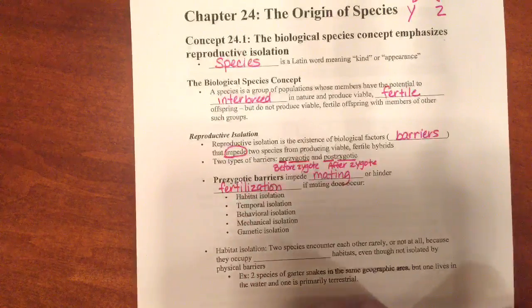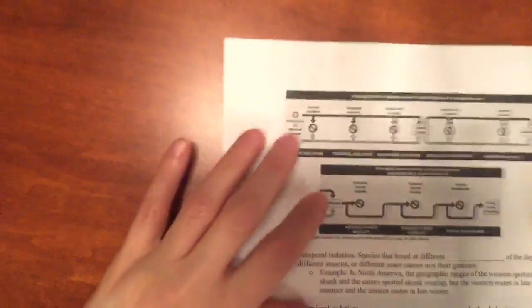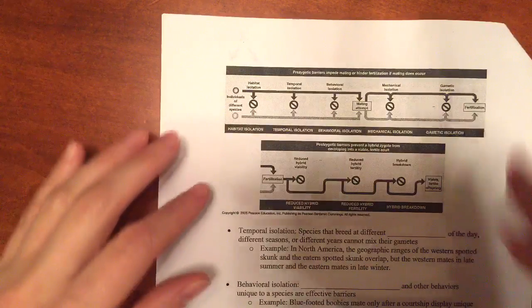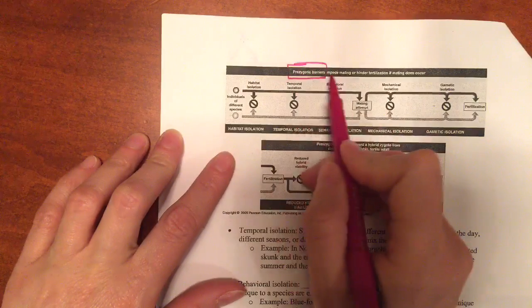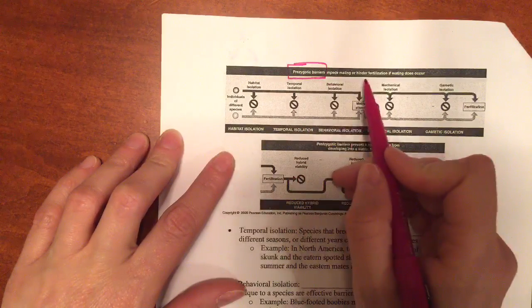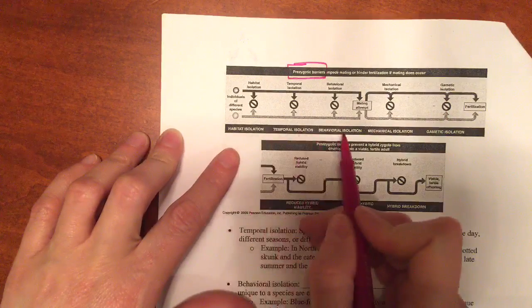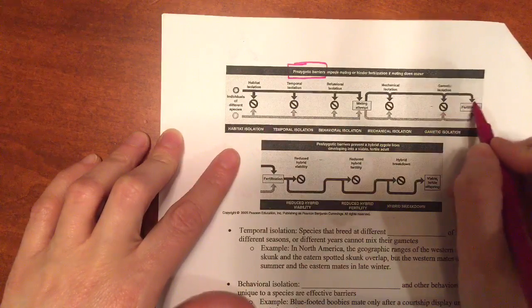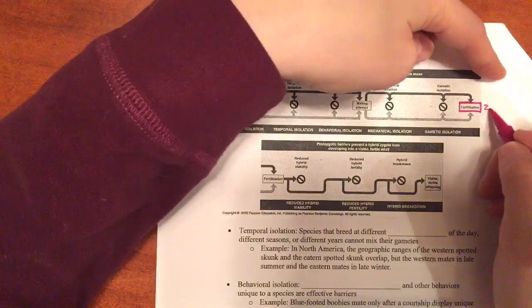We're going to look at each one of these separately, but I want to draw your attention to the next page. At the top has a picture that shows you an illustration of how everything works. So these are the 5 things that we just looked at. These are the prezygotic barriers. They impede mating or hinder fertilization if mating does occur. And so here are these 5 that we're going to talk about. They're all prezygotic. So here's fertilization. Fertilization is where the zygote is formed, right?